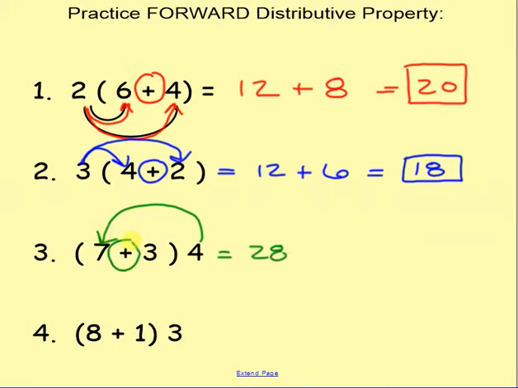The operation in the middle is plus. And again, the 4 also has to distribute to the 3, so 4 times 3 is 12. When you add 28 and 12, you're going to get 40.